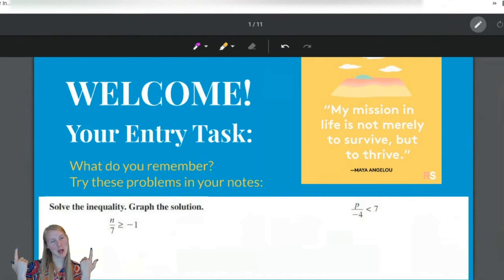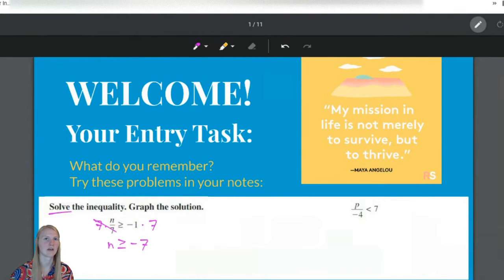You know the drill: pause the video, try these problems in your notes, and then unpause to do them with me. Okay, we are solving the inequality, and then we are graphing the solution. So, I want to get n by itself, that's what solve means. To get n by itself, I'm going to multiply by 7 on both sides, because the opposite of dividing by 7 is multiplying. So now I have n is greater than or equal to -7.